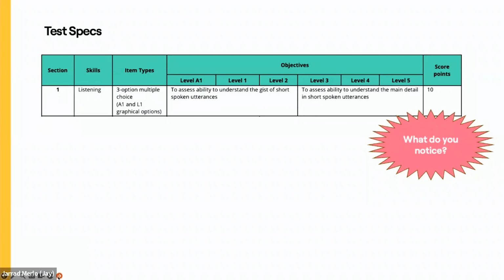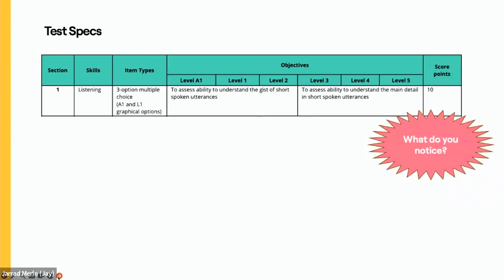So what are we looking at here? Well, we're looking at section 1 of the listening test. The skill is listening. The first item type is a 3-option multiple choice, A1 and level 1 graphical options. Okay, so it has images. Now you can see here level A1, 1, 2, 3, 4, and 5. You can see that those objectives are split into two.